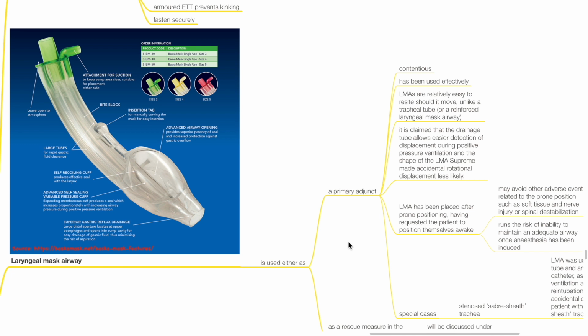It is claimed that the drainage tube allows easier detection of displacement during positive pressure ventilation, and the shape of the LMA Supreme makes accidental rotation or displacement less likely.